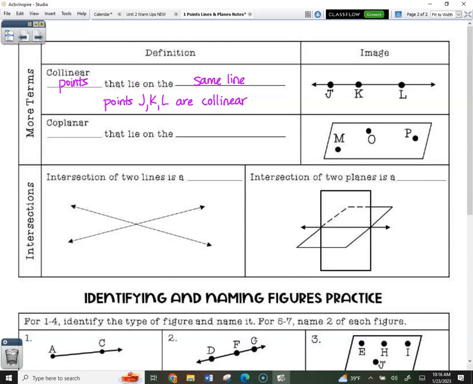So the bugs that would get trapped in the laser would all be coplanar because they're all on the same plane, right? If you look at this picture here, they would be dead. But imagine that maybe it's glue instead of a laser. It's a glue trap. How's that? Fly traps. Yeah, fly traps. Coplanar: points that lie on the same plane. It doesn't necessarily have to be points. It could be lines. But in this example, points M, O, and P are coplanar.